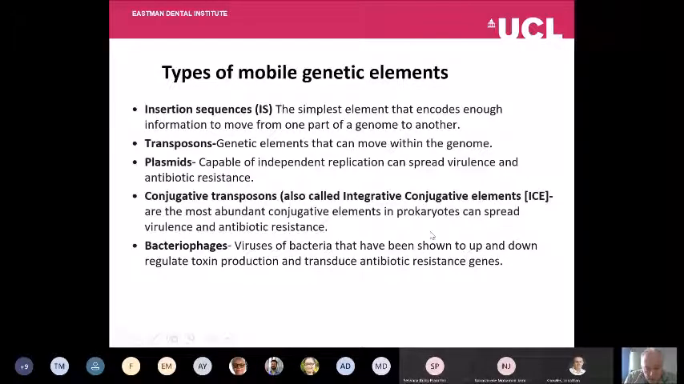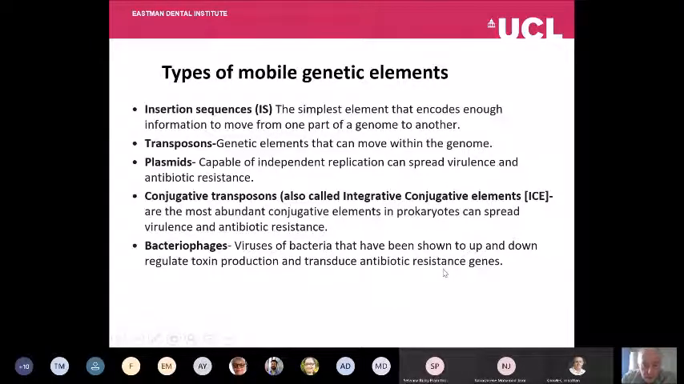And then we've got the conjugative transposons, which are also called integrative conjugative elements. And these are probably the most abundant of the conjugative elements in bacteria. These normally can't replicate independently of the bacterial chromosome, but remain integrated into the chromosome, but can excise and sometimes replicate as well. So there's a bit of crossover really in the properties between plasmids and conjugative transposons. And conjugative transposons are now also called integrative conjugative elements, or ICE.